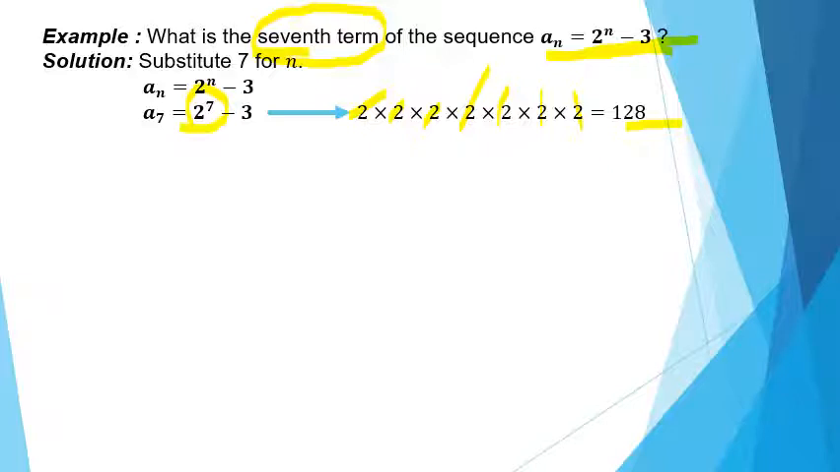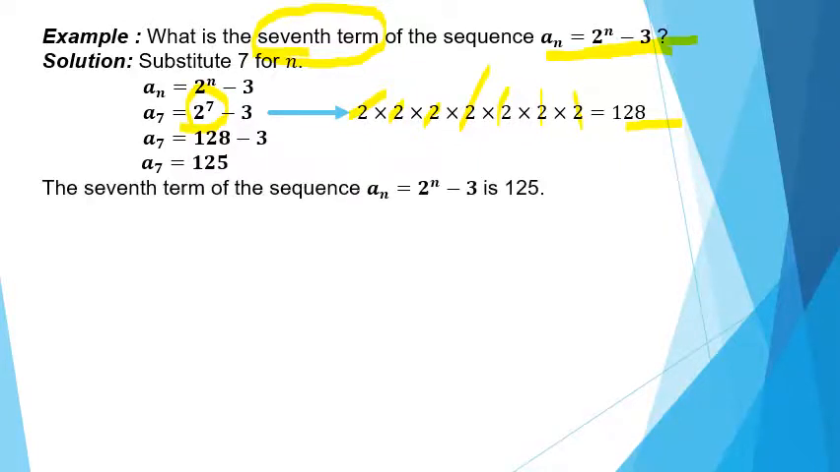Magiging po siyang a sub 7 equals 128 minus 3. A sub 7 equals 125. Therefore, the seventh term of this sequence a sub n equals 2 raised to the power of n minus 3 is 125.